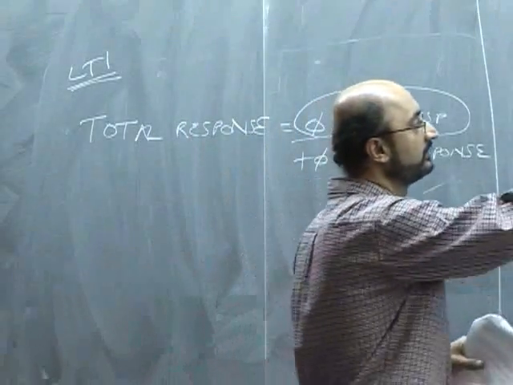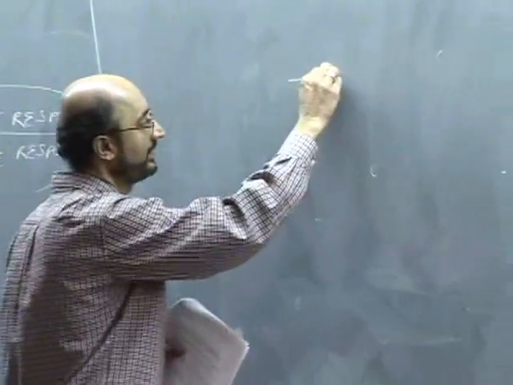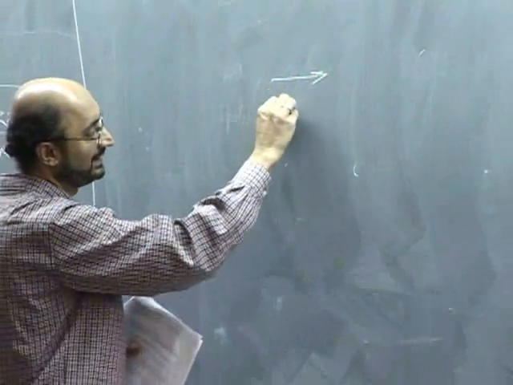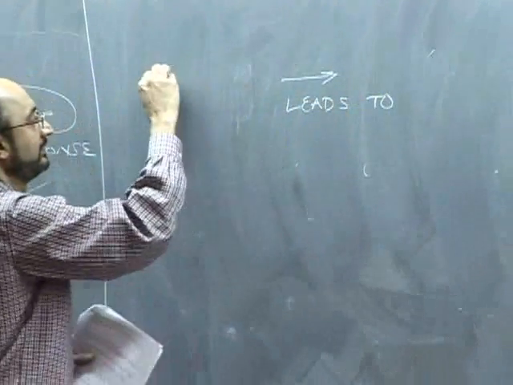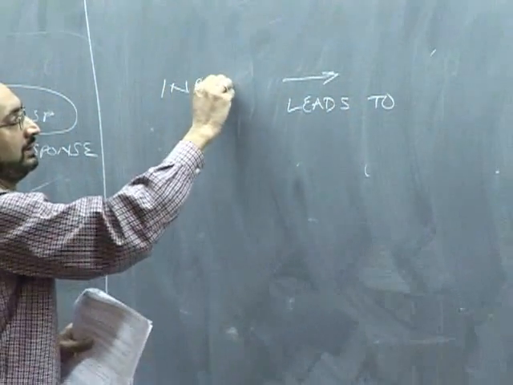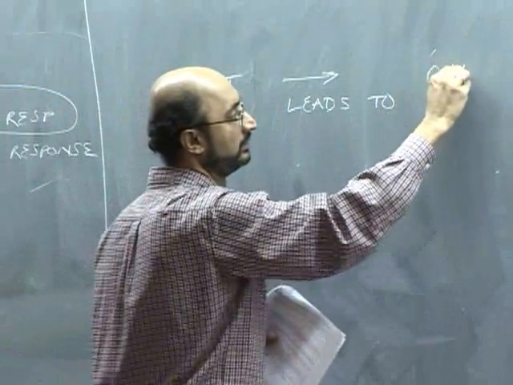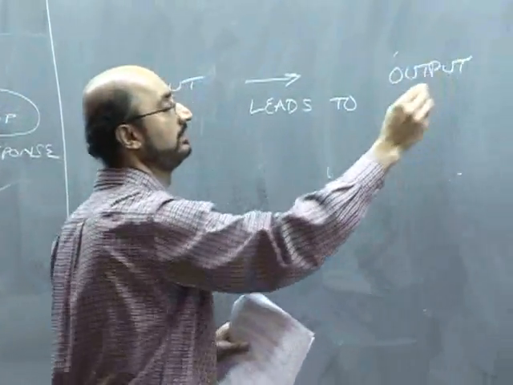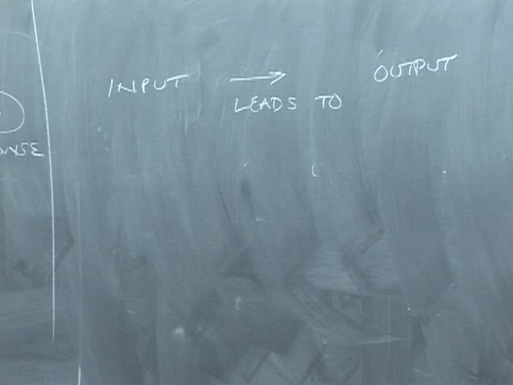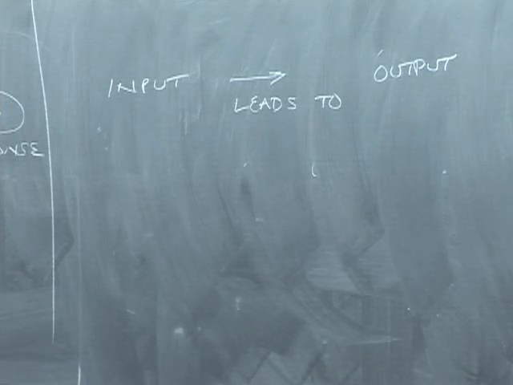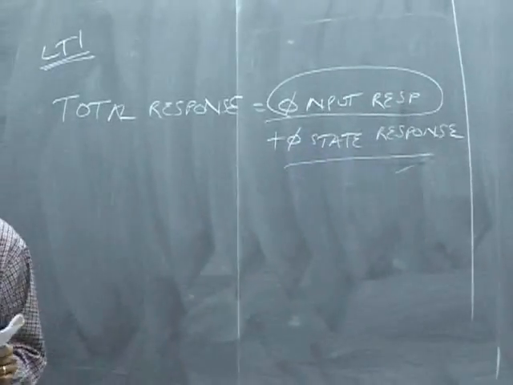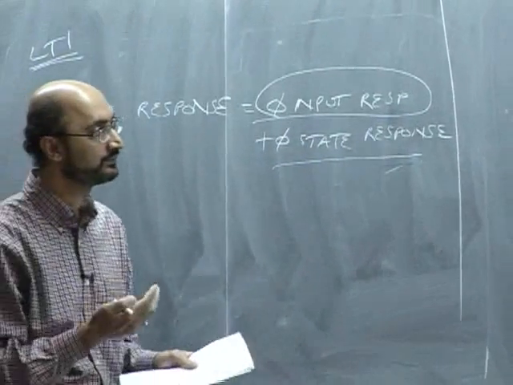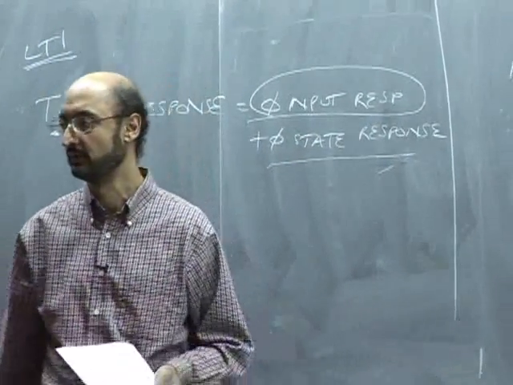And to do this, I'm going to use a new notation, which is this arrow over here, and let's call that "leads to." So we're saying this input leads to this output. That's just the notation. So if I give this input, remember I want to look at the response to some input x of t. I'm going to give you some input, and then I want to tell you what the output is.